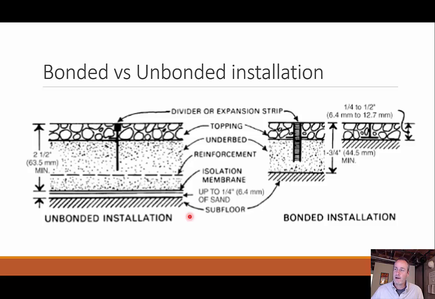Now, like I said earlier, bonded versus unbonded. The real difference here is this isolation membrane on the unbonded versus bonded. You would not have that isolation membrane, meaning on this side the subfloor is bonded to the terrazzo. The disadvantage to having it bonded is that you would need your subfloor and your terrazzo to expand and contract at the same rate, which may not always happen. That's the advantage to having an unbonded with that isolation membrane in between the two.